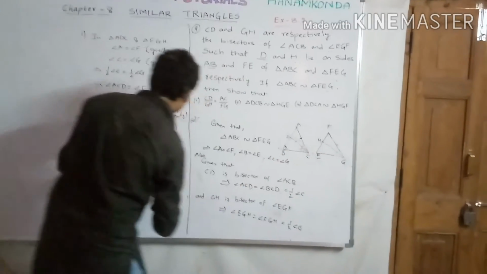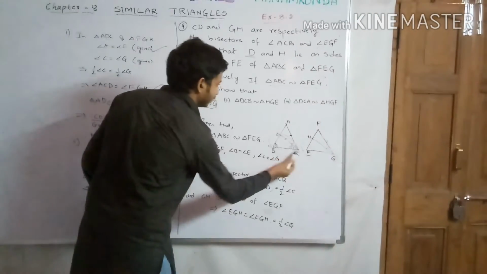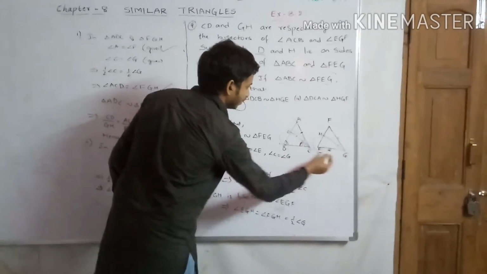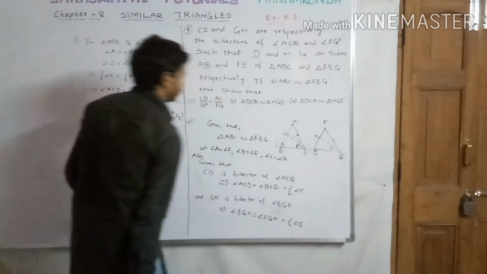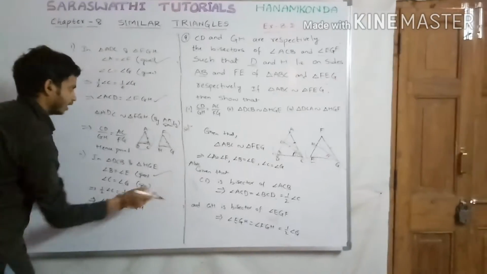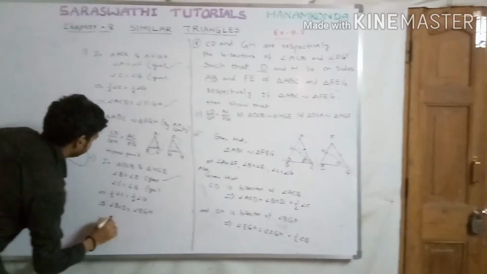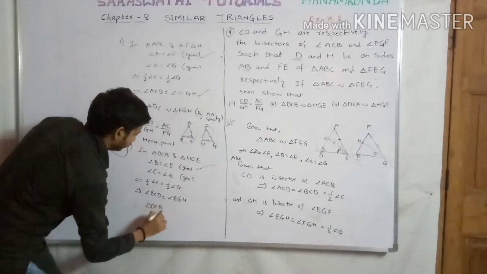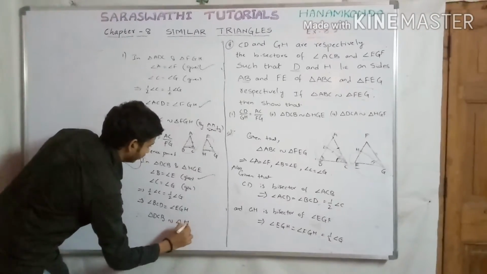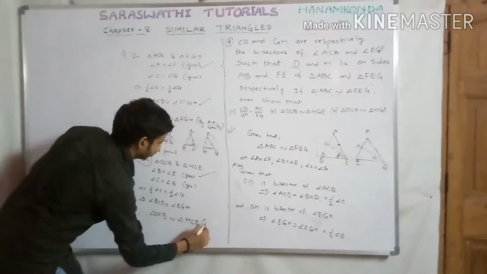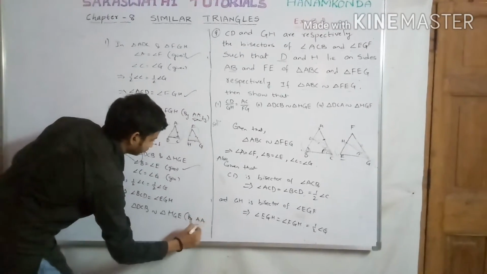So in triangle BCD and triangle EGH, we have angle B equal to angle E and angle BCD, this angle, equal to angle EGH. So corresponding angles are equal. Therefore, triangle DCB is similar to triangle HGE by AA similarity.